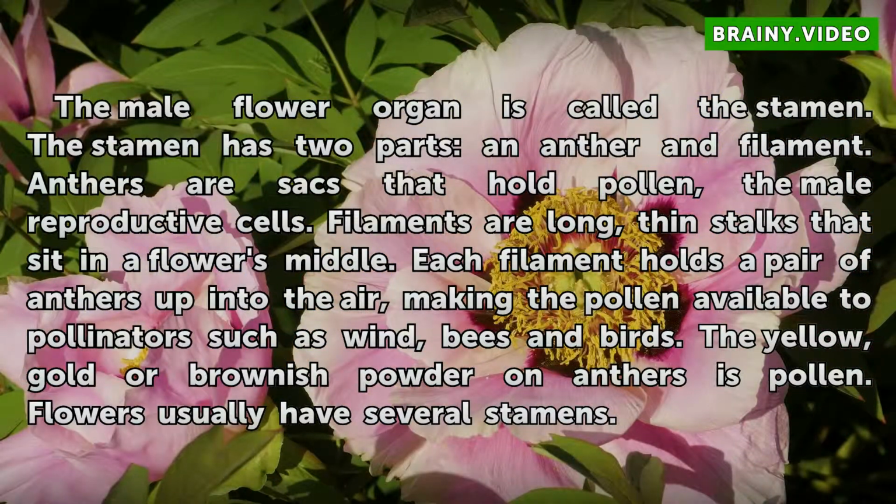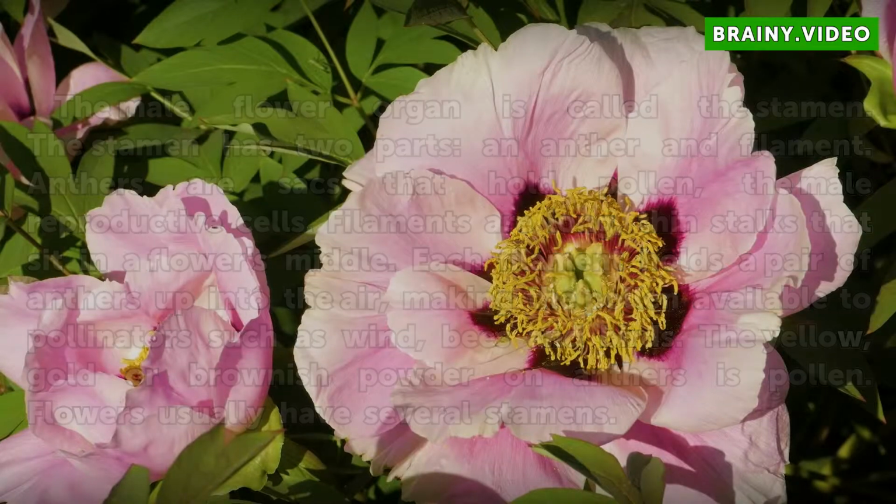Each filament holds a pair of anthers up into the air, making the pollen available to pollinators such as wind, bees and birds. The yellow, gold or brownish powder on anthers is pollen. Flowers usually have several stamens.